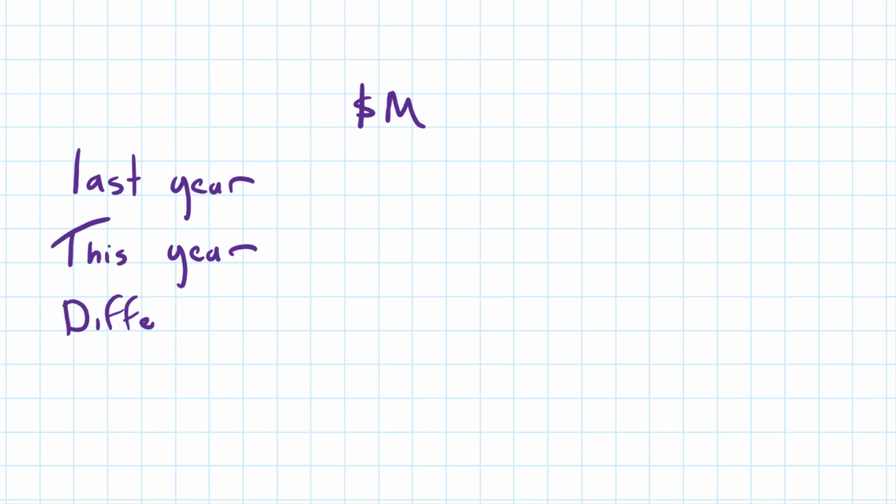Let's now look at calculating percentages, and we'll do that with the information from our previous example. Last year we had sales of $5 million. This year we had sales of $5.5 million, so the difference in dollars would be $500,000. That is the absolute change, the change in dollars. How do we show that as a percentage increase?